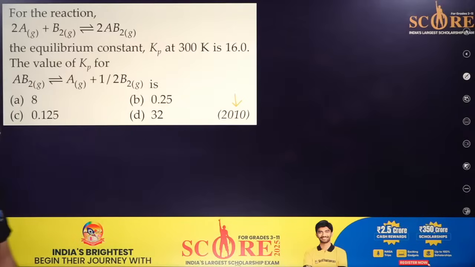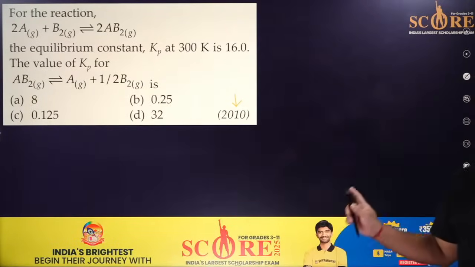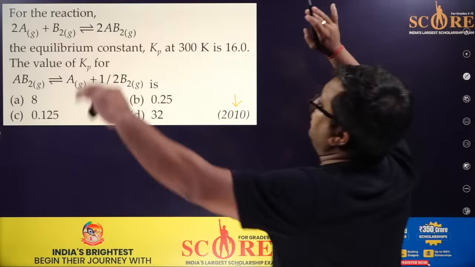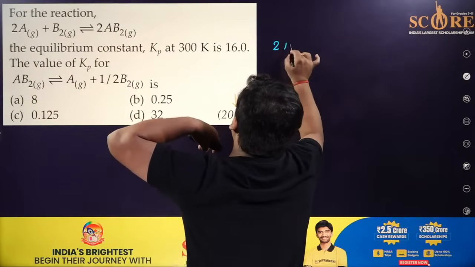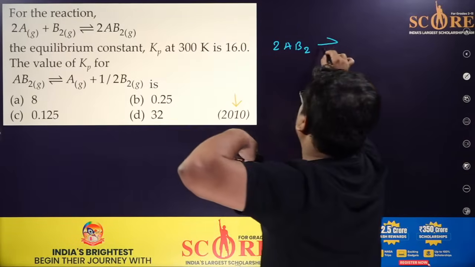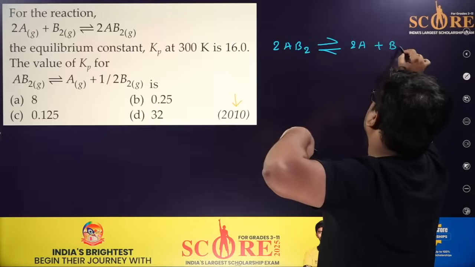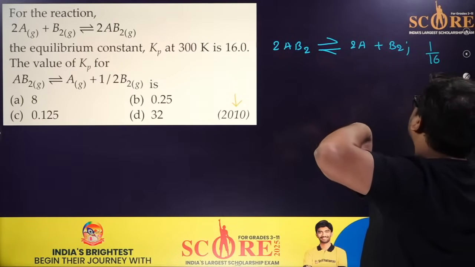Rohit, B. Consistent. Okay, C is the last answer for this question. This is very easy now. Let's see. We want to reverse this reaction. So first I will reverse it, so it will become 2AB2 giving 2A plus B2. Its equilibrium constant will become 1 by 16.